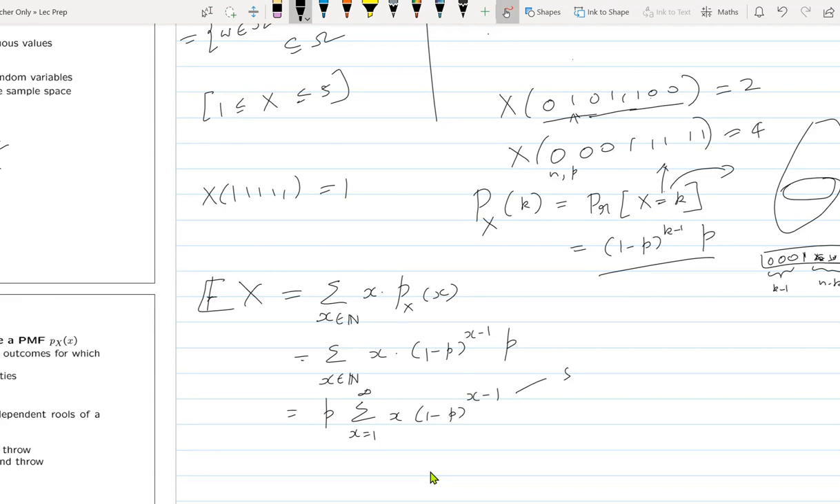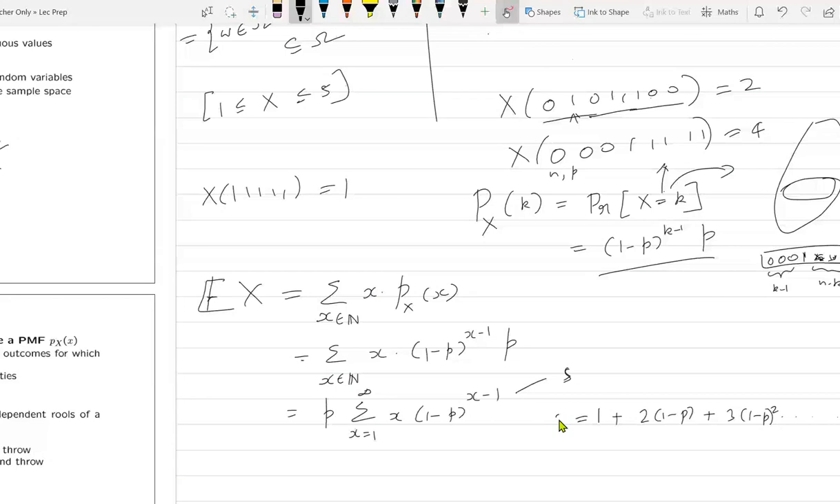Am I audible, sir? Yes, please. So we'll be calling that s. If we substitute that, we'll be getting 1 minus p power 0, so 1 plus 2 into 1 minus p plus 3 into 1 minus p square plus so on, and we'll be considering that as s. So you are taking x equal to 1, then this is just 1. X equal to 2, this is 2 into 1 minus p. X equal to 3, this is 3 into 1 minus p square, plus so on.